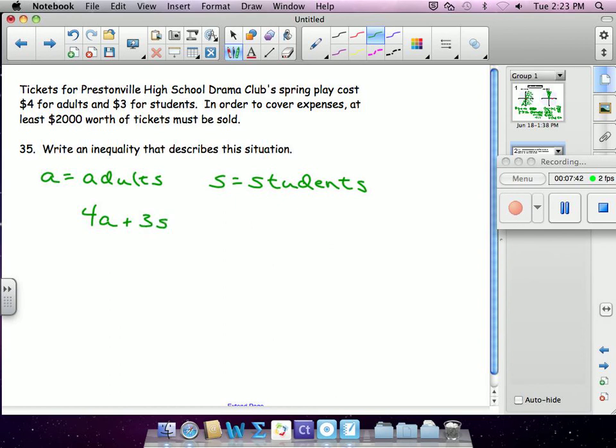And it says they want to make or cover at least $2,000. So the money coming from the adults and the students needs to be larger than $2,000. If it's smaller, they're not going to come up with enough money. Now we have an inequality that describes the situation. 4a plus 3s is greater than 2,000. If need be, you could move on to the next problem and graph it, and then you'd have your solution.